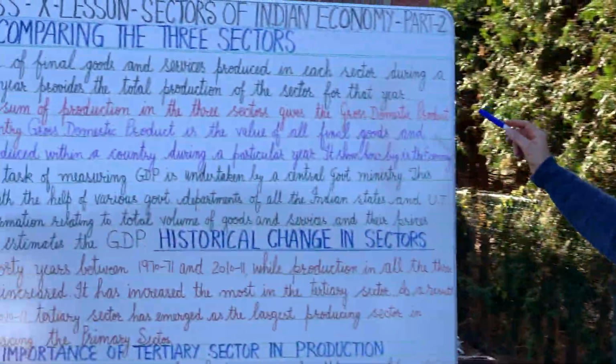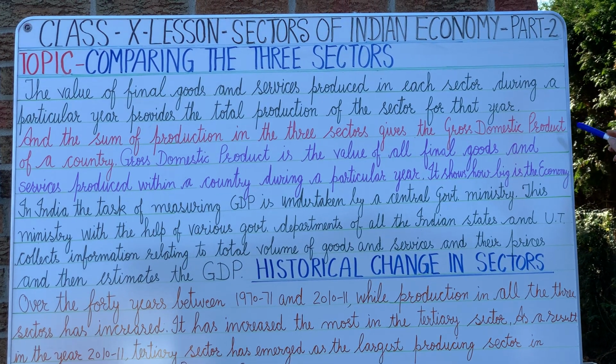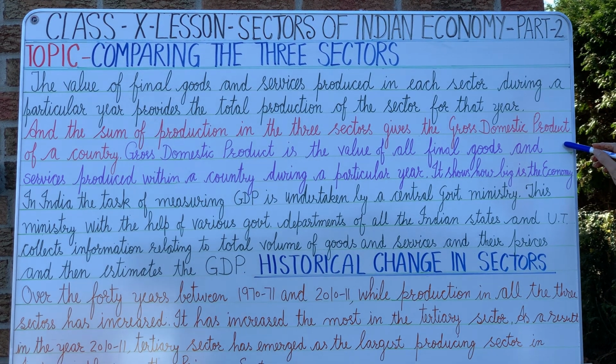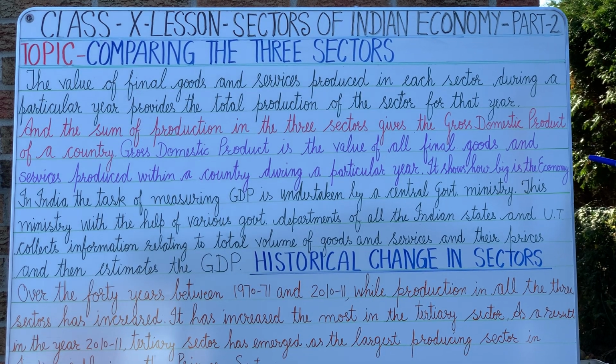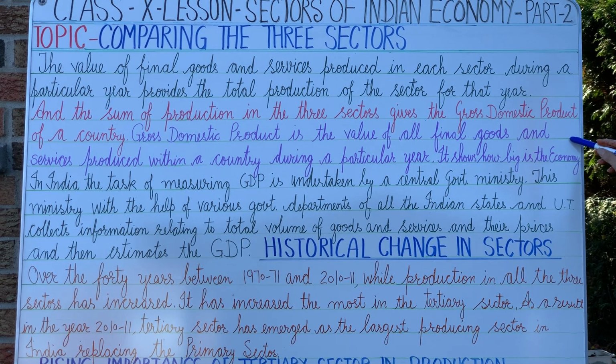For example, if we go to the market and buy a packet of biscuits, we pay the price for the packet, not separately for the oil, sugar and the wheat, all these ingredients. These are called intermediate goods. So we count the value of the final goods and services produced in each sector during a particular year, which provides the total production of the sector for that year, and the sum of production in the three sectors gives us the GDP, the gross domestic product of a country.